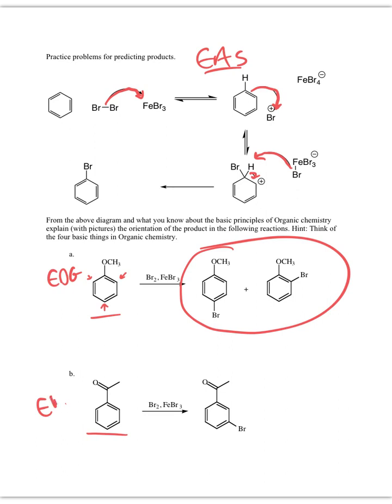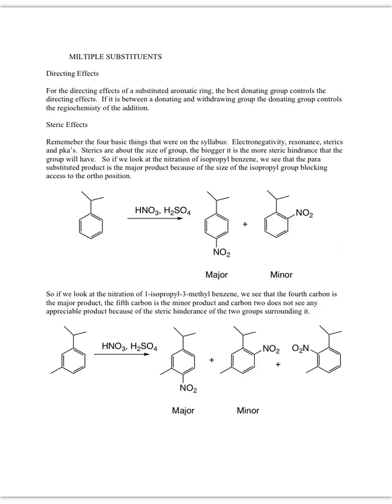Electron withdrawing group. To show where the positive charge is in the ring, the carbon that it's going to react at is the carbon that doesn't have the positive charge. So it is a meta director when you have an electron withdrawing group off of the ring. If you have multiple substituents, the directing effect is going to be based on what is the best donating group on the ring, because the donating group, the best activator, controls the reaction.